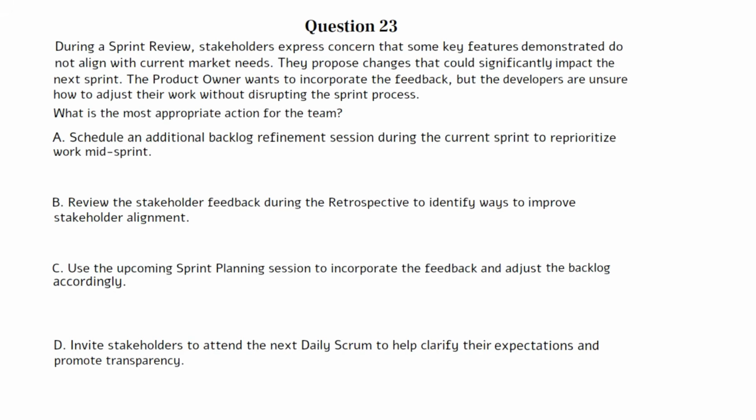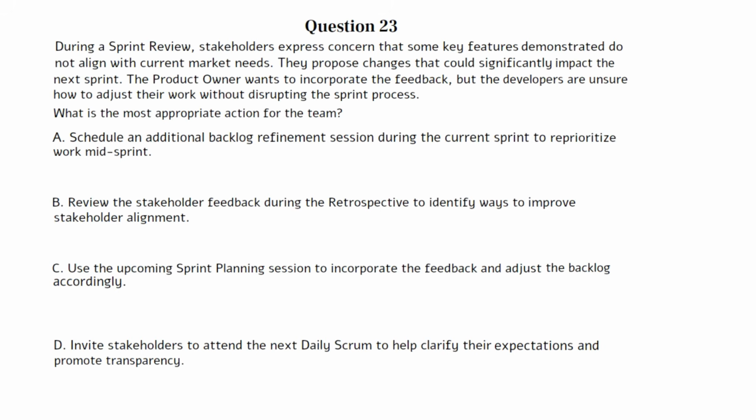Question 23. During a sprint review, stakeholders express concern that some key features demonstrated do not align with current market needs. They propose changes that could significantly impact the next sprint. The product owner wants to incorporate the feedback, but the developers are unsure how to adjust their work without disrupting the sprint process. What is the most appropriate action for the team?